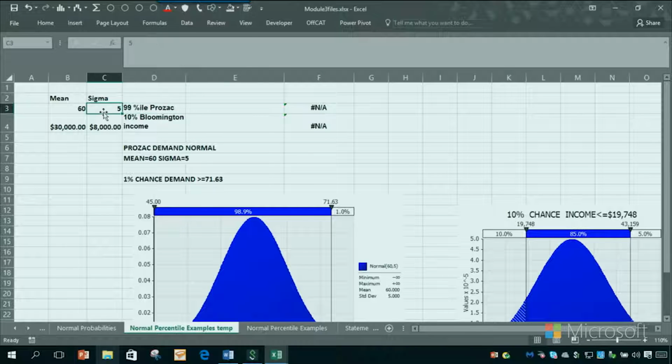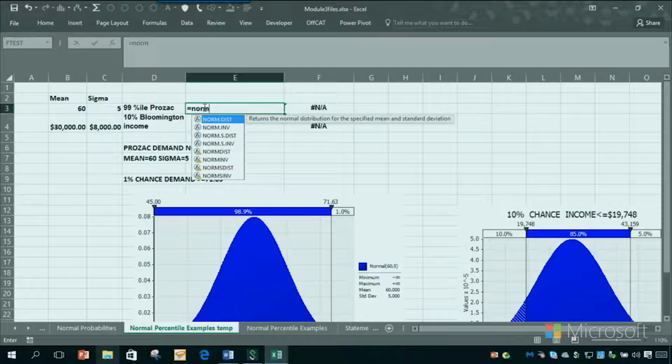Well, you should make the 99th percentile. So there's only a 1% chance that people want more than basically what you made. So we can use that NORM.INV function to find the 99th percentile for the demand for Prozac. Now, using your common sense, you better get an answer that's more than the mean. If you want to have a small chance of running out, you better make more than the mean.